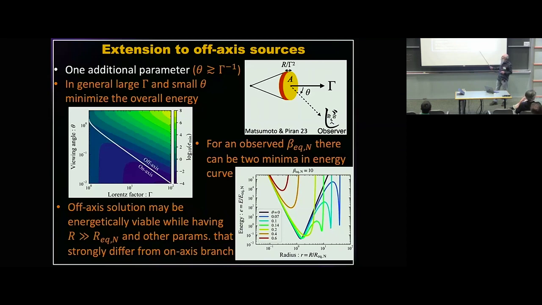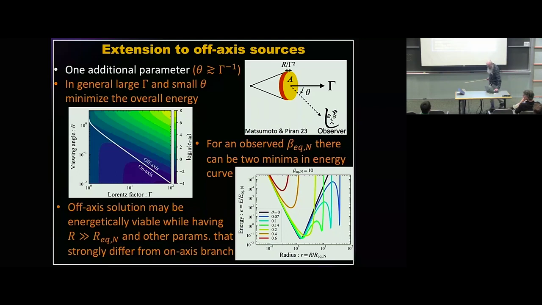However, for a fixed set of observed parameters, you see that you can get these double minima in the energy as a function of radius, meaning that there is a solution which has a radius much greater than the equipartition radius in this geometry. So not only is the energy not well estimated by this equipartition analysis, but also the radius can be quite far away from the equipartition radius if we allow for this kind of geometry.